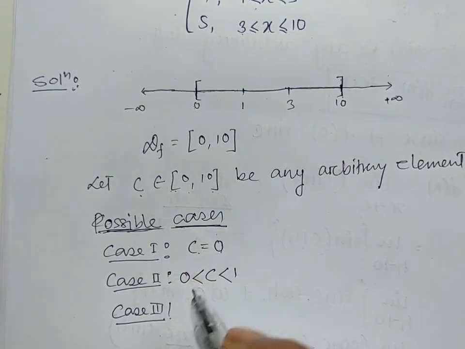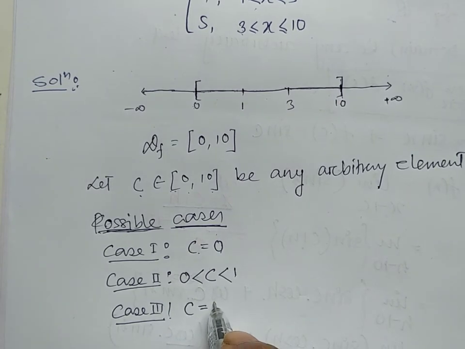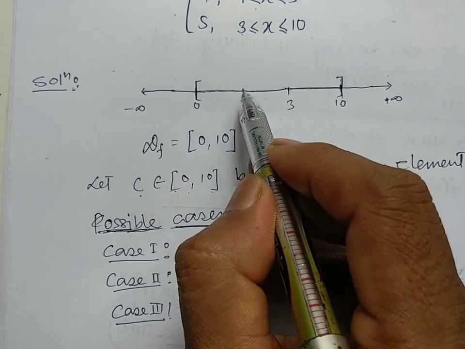Then in the next case we will seek the continuity of the function at exactly c is equal to 1. C equal to 1, not second. Between, c may be 1 also.